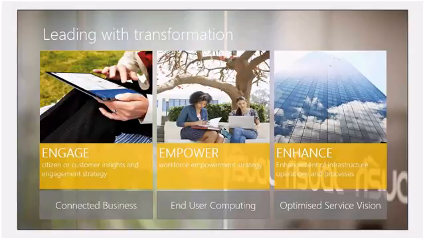So we're seeing the shift in the business away from deploying a particular point solution to getting multiple products working together. And the three big ones that we generally get involved in are connected business, end user computing, and optimized service vision. To just give you sort of one line on each one of these.